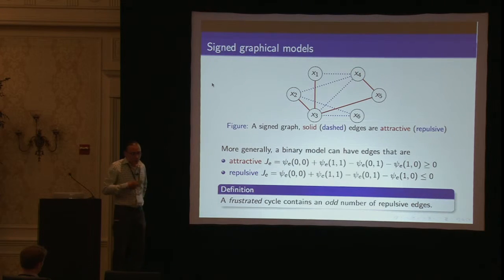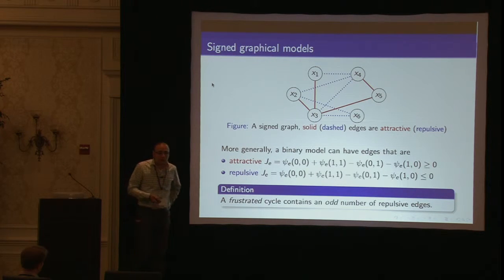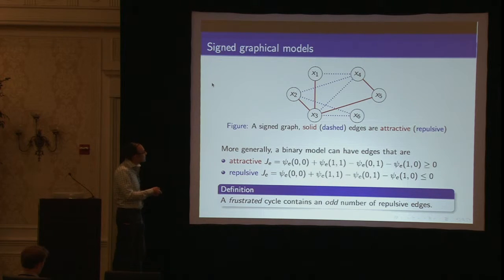But more generally, we don't have just attractive supermodular edges in our graphical models. We also have repulsive edges or submodular edges. So in this picture, I've drawn solid red edges to be attractive edges and dashed edges to mean repulsive edges. So remember, attractive meant you get a higher score if you agree with your neighbor. You beat the 0, 1 and 1, 0 configuration. Repulsive means you get a lower score if you agree with your neighbor. OK? And so dashed edges are repulsive.